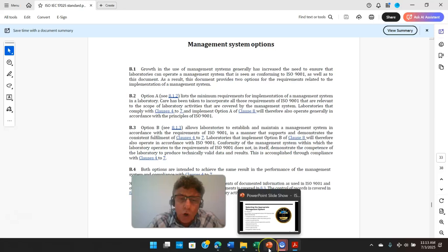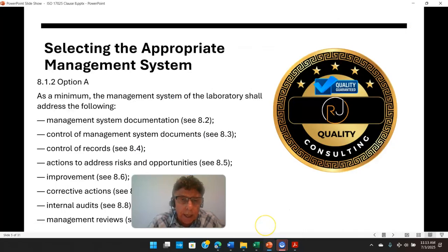So if you are not 9001 certified, you're going to go to option A. If you are 9001 certified, you are going to go to option B. So when you sign up with your accreditation body to become ISO 17025 accredited, your accreditation body will ask you, are you 9001 certified or not, to determine whether the auditor is going to audit you under option A or option B. So that's what that basically says. So we are going to move on with all the subclause elements starting with option A.